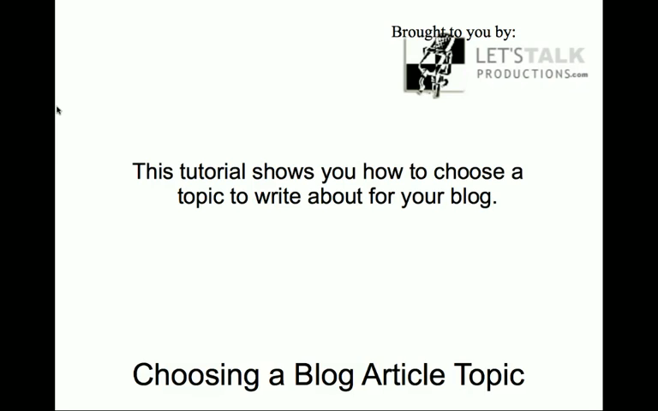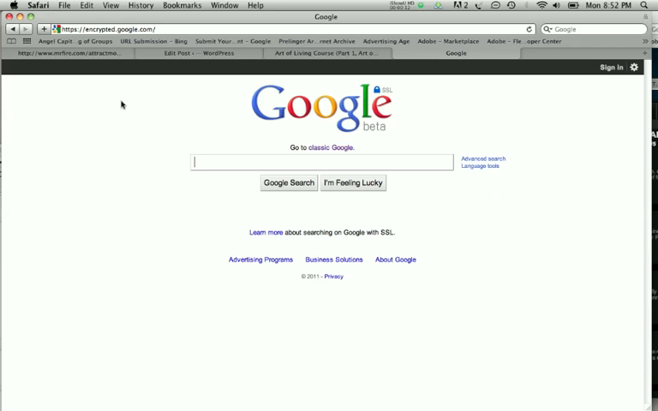This tutorial shows you how to choose a topic to write about for your blog. What I normally do is I go to Google, and if there's a topic I want to write about, I first of all want to see how many people are actually interested in that topic. And what I do is I research that using Google's keyword tool. Let me show you how to access it.